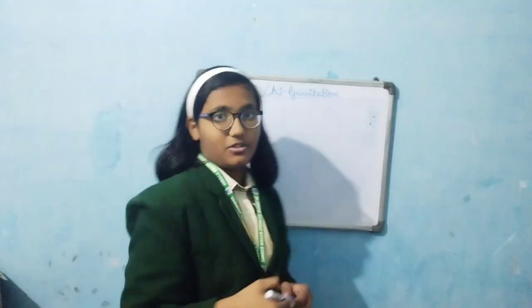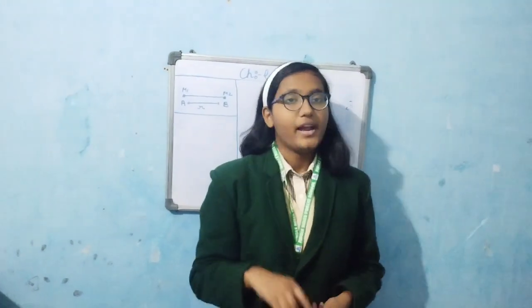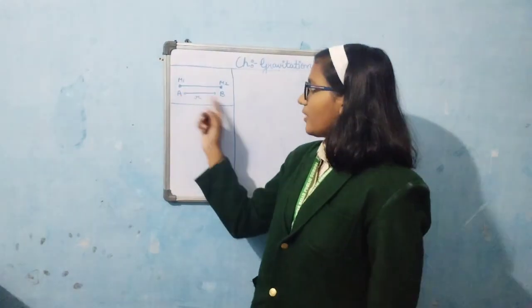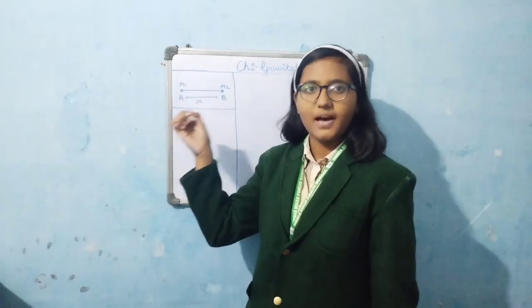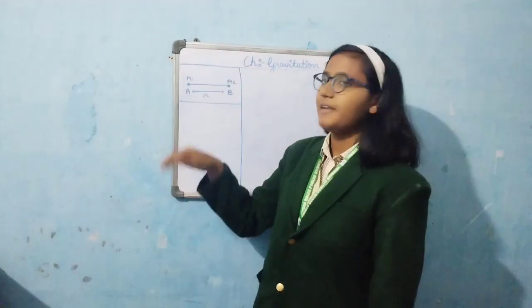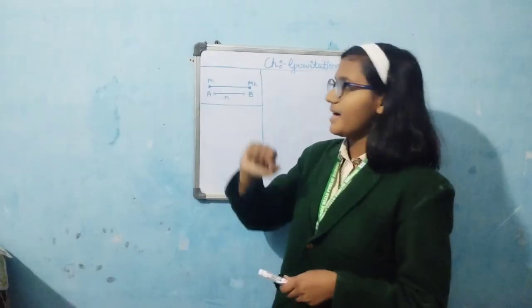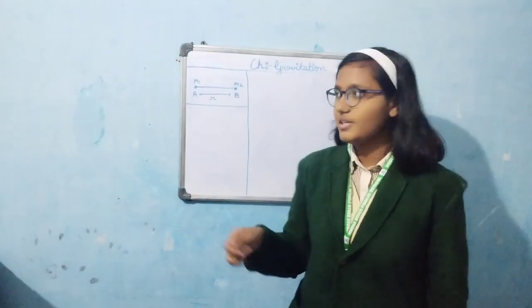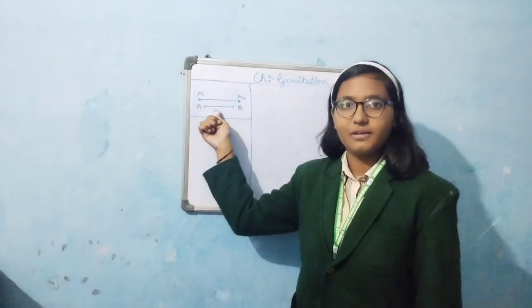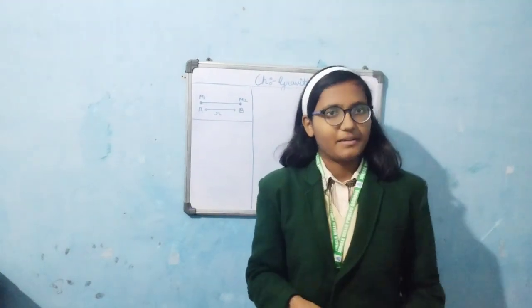Now let's understand what the universal law of gravitation is. It states that two bodies attract each other by a force that is directly proportional to the product of their masses and inversely proportional to the square of the distance between them. Let's understand it mathematically.